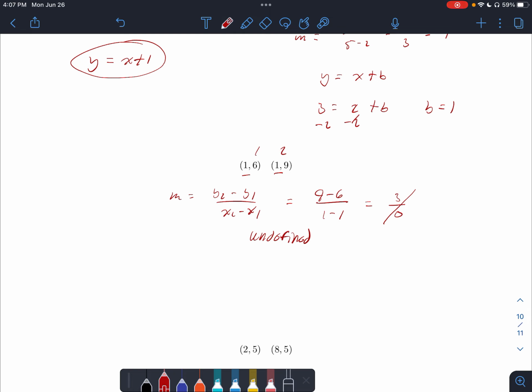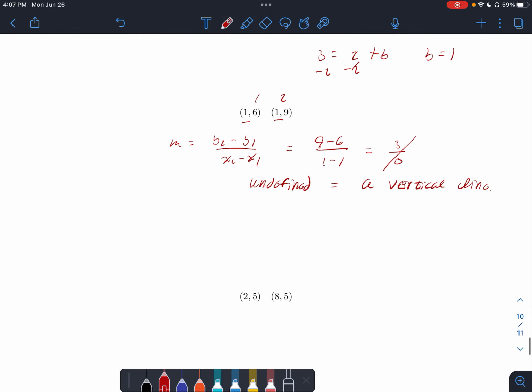Okay, and remember we said any line that had an undefined slope is a vertical line. Okay, and if it's a vertical line, all you have to do is look at what the x value is, and that's the equation for your line. So here we have x equals 1 for both of these. So the equation for our line is x equals 1.